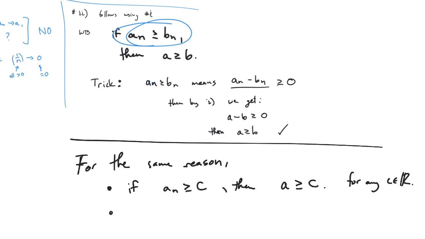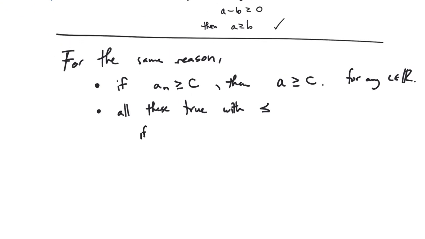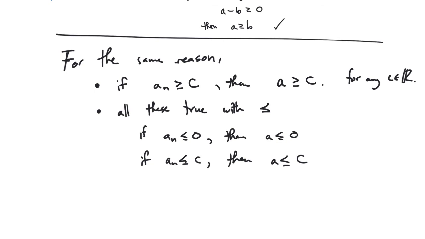That was one. And then the second one I had to say was, all these are also true with less than or equal instead of greater than or equal. So for example, if an is less than or equal to 0, then a is less than or equal to 0. And if an is less than or equal to c, then a is less than or equal to c. This is for the same reason, only on the other side. And the same proof is what you use to demonstrate these other ones. These are all the order properties of the limits.